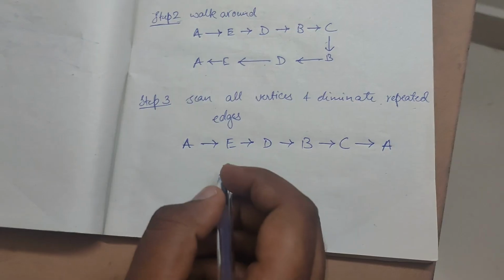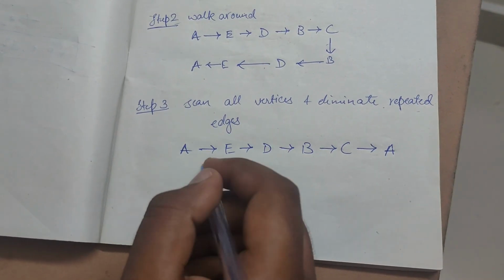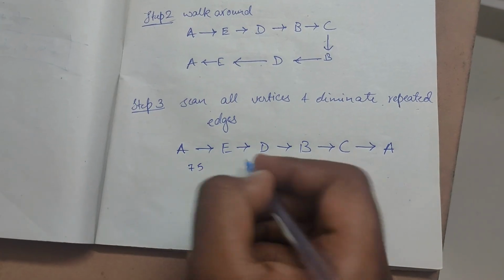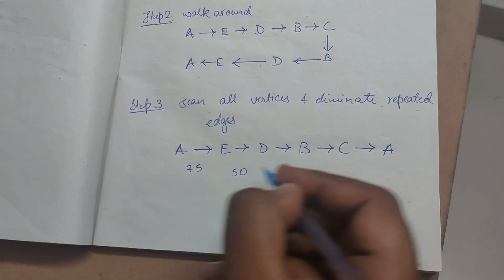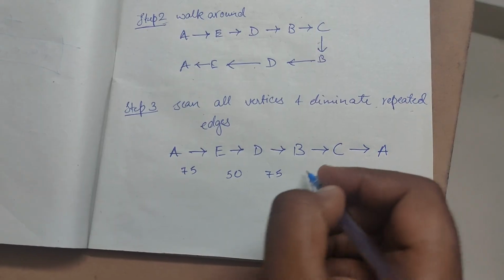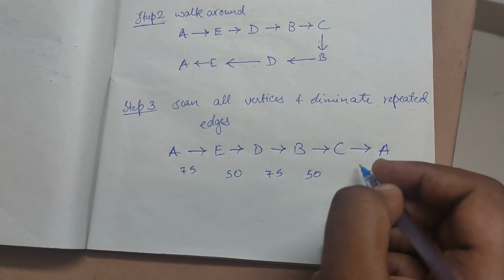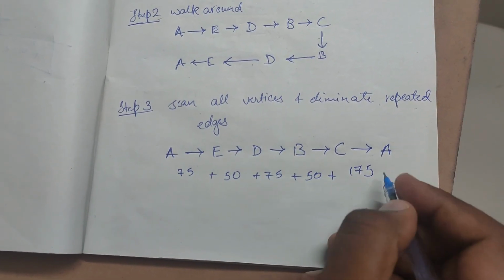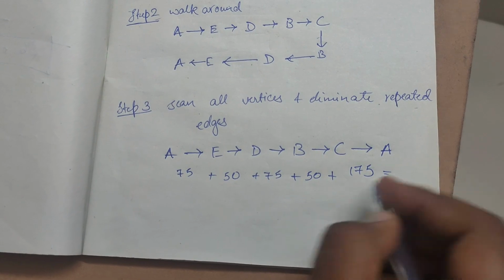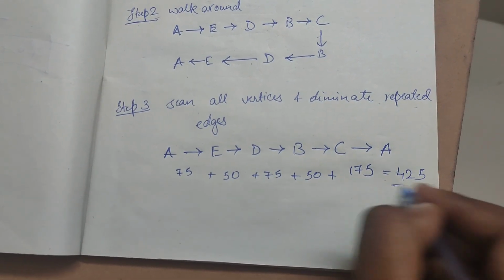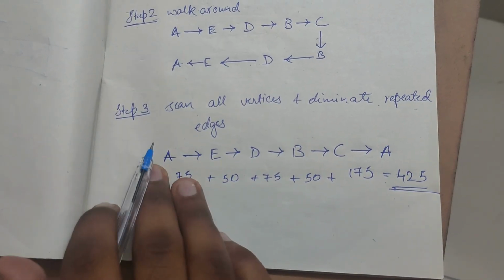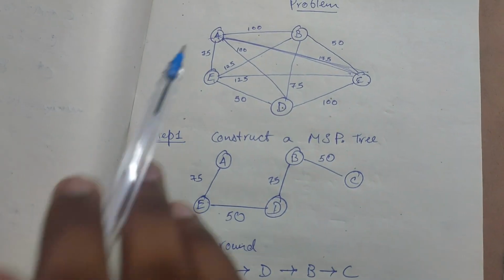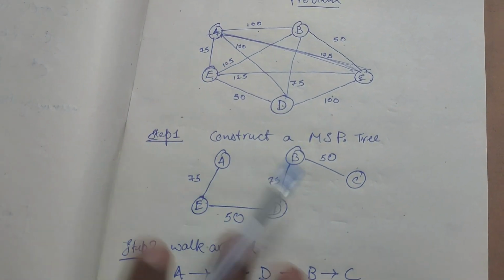Now you will calculate the cost. So A to E costs him 75, E to D costs him 50, D to B costs him 75, B to C costs him 50 and C to A costs him 175. You will add all these and finally you would be getting 425. So this is the least price in which he can travel to all the cities and get back to his hometown. Fine. So this was about the traveling salesman problem.